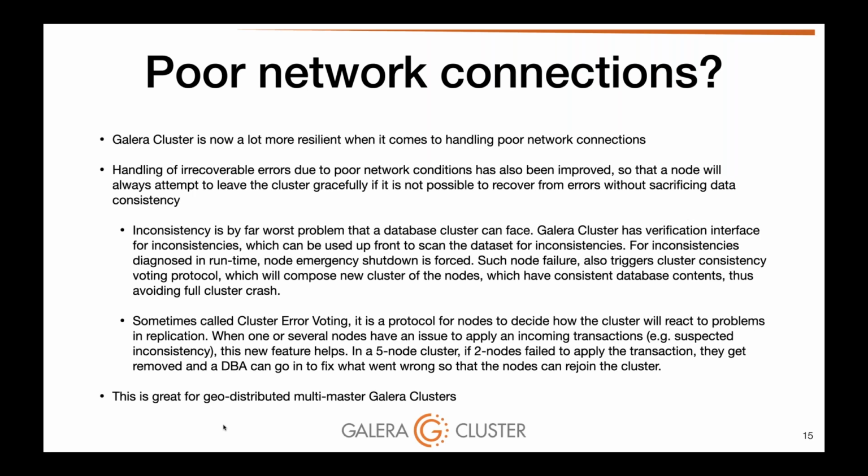If you have a 3-node cluster, we can only have 1 node failure. A 5-node cluster having 2 node failures is okay. These nodes will get removed. The DBA can come in to fix what went wrong, and then the nodes can rejoin the cluster.